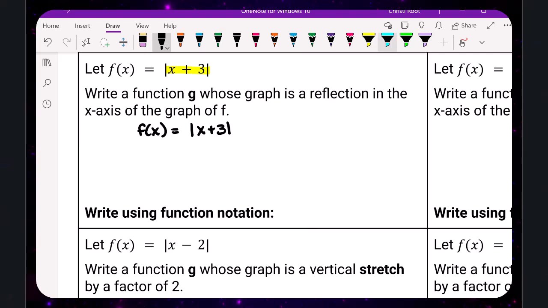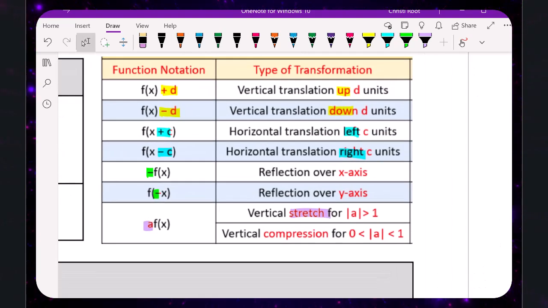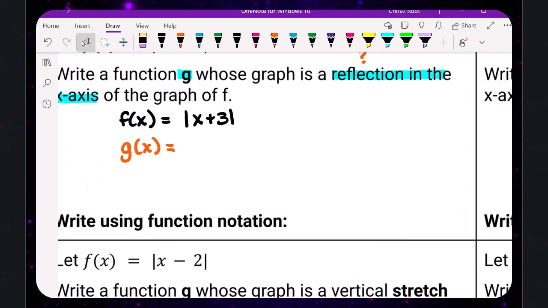Then what I'm going to do is do what it tells me to do. It says write a function g whose graph is a reflection in the x-axis. So I'm going to change this from f of x to g of x. And then I'm going to look over here and remind myself, what does a reflection do? So a reflection in the x-axis, okay, take a look at our little table here. So a reflection over the x-axis is this, and that tells us that we need to multiply the function by -1. So I'm going to do that.